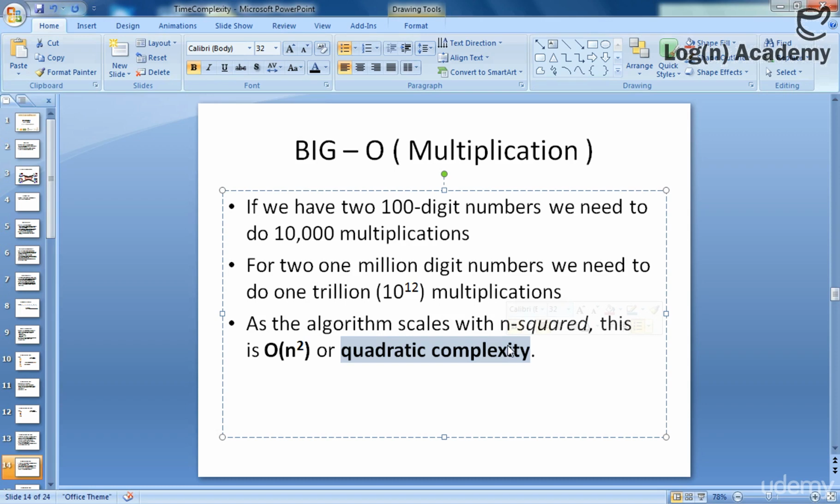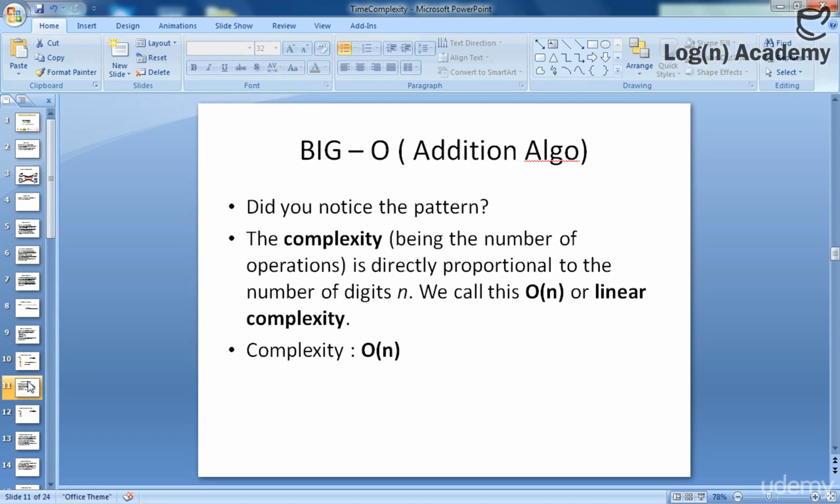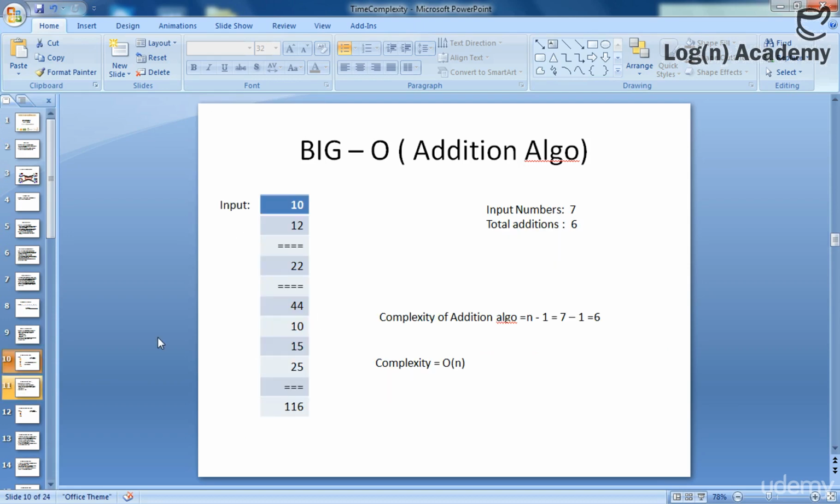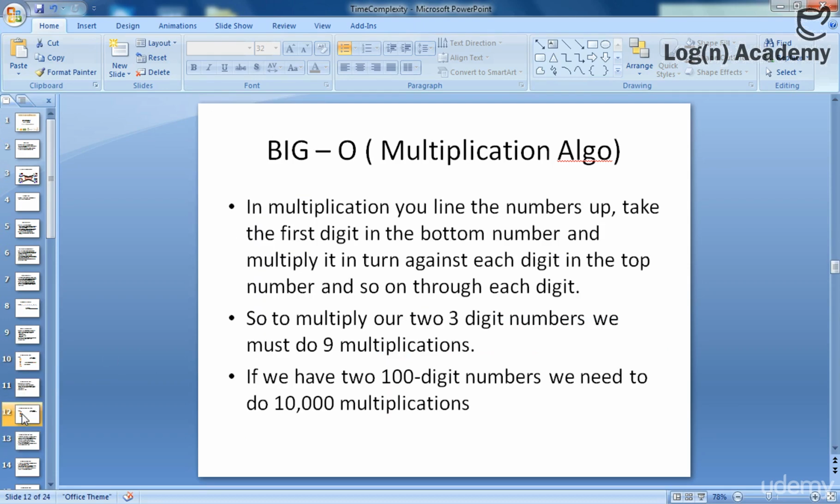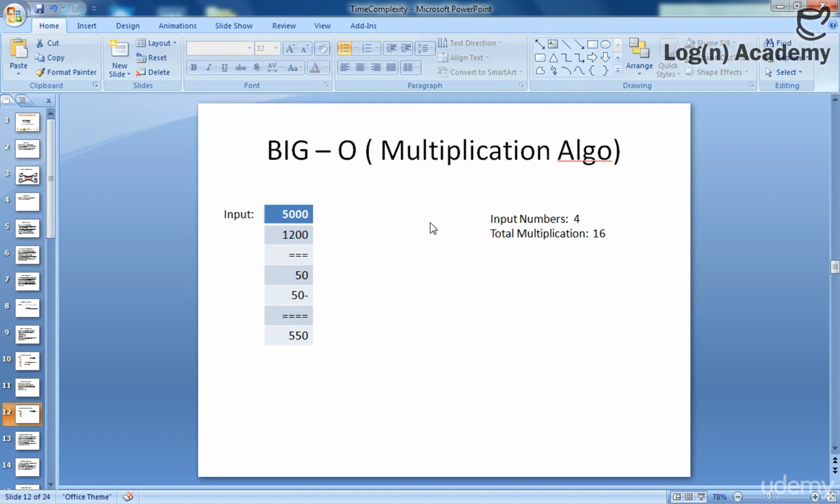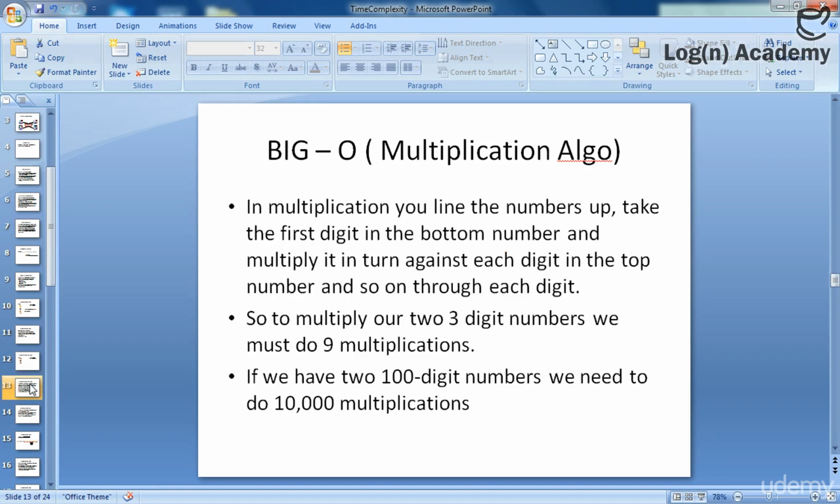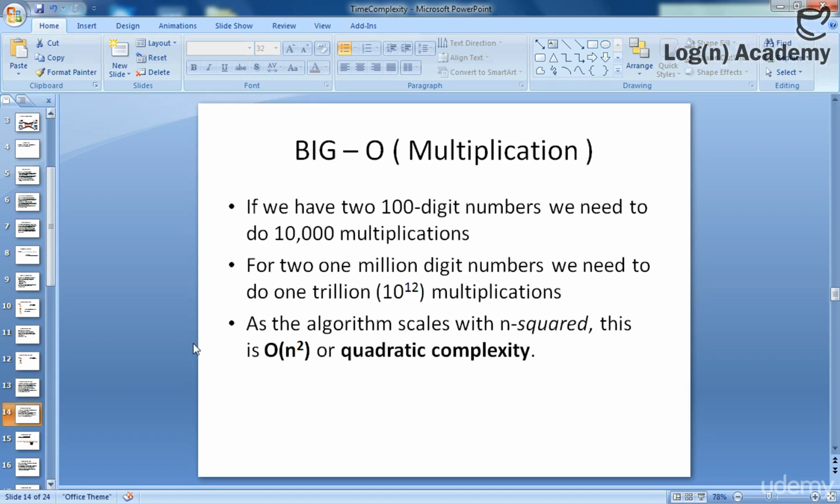The addition was linear complexity, and this is quadratic complexity because as the input size is increasing, we are increasing both numbers. Sorry, this is addition, right, this one. So if we are increasing the number, then the complexity is increasing by the power of 2. So the multiplication algorithm is giving us the complexity of n square, right?